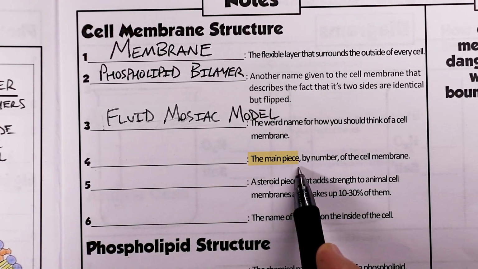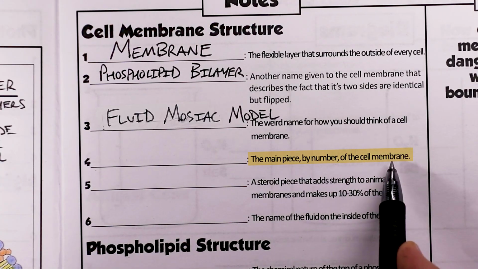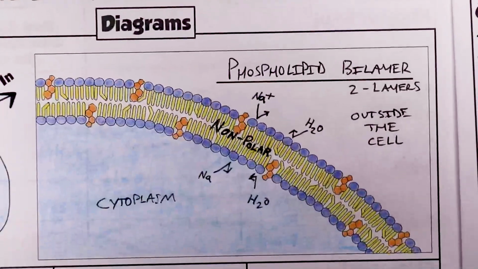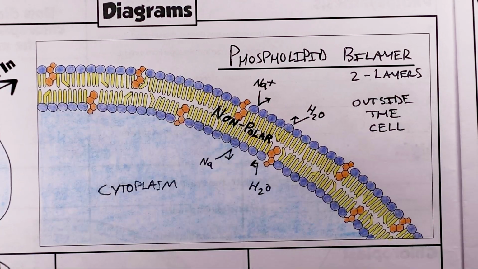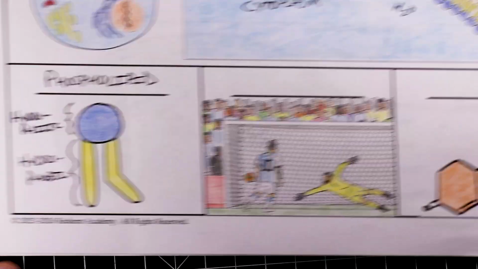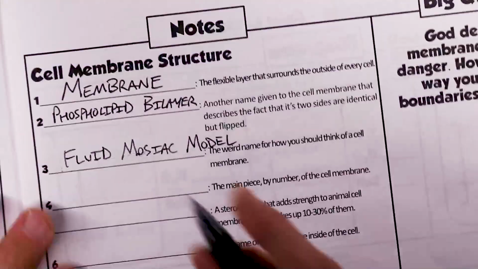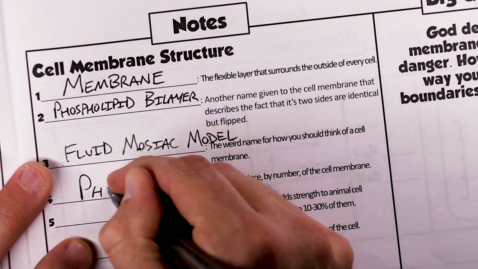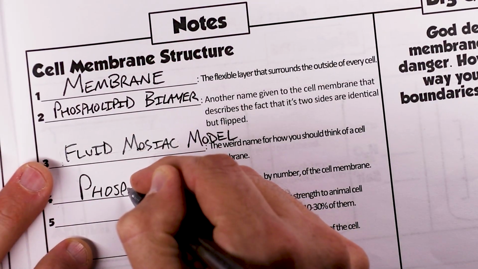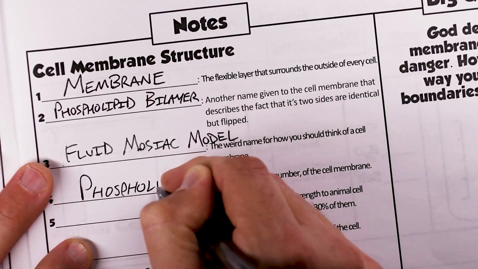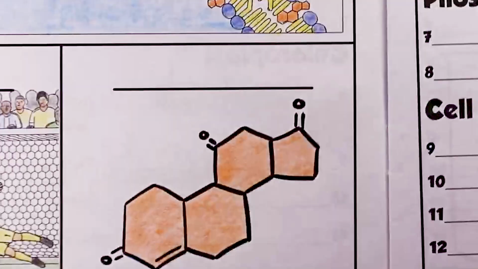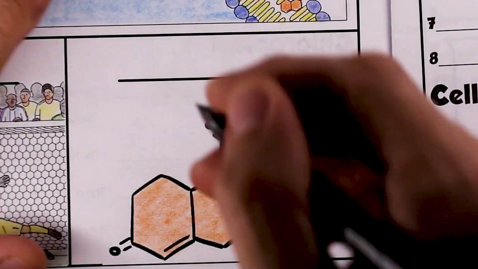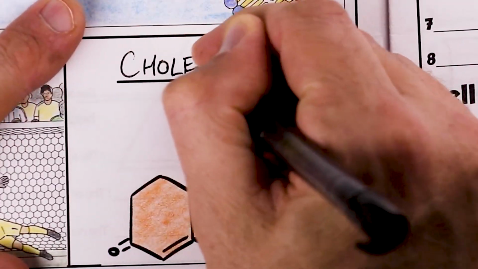Now, the main piece by number of the cell membrane, look at it. Which thing is most of it? The blue and yellow pieces, which are called phospholipids. But there is a second piece in there. This guy, his name is cholesterol.